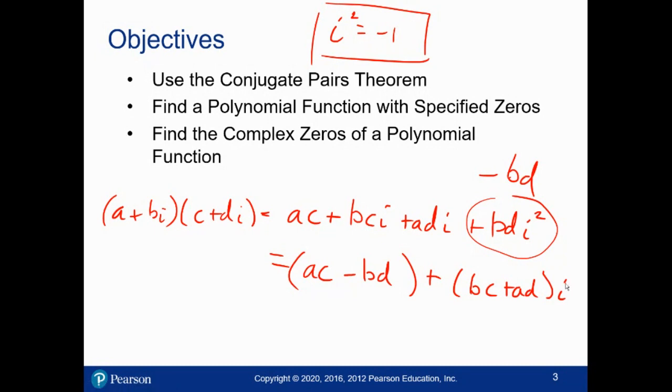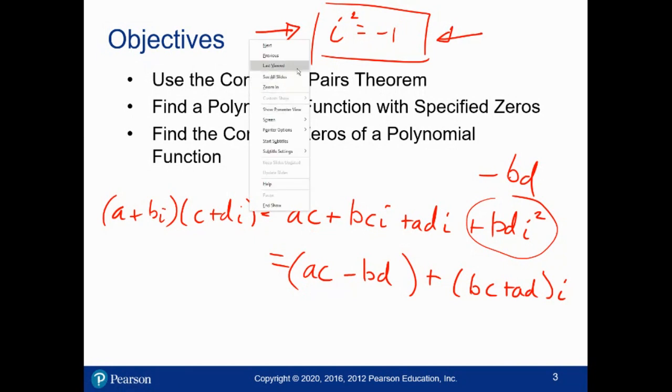This isn't supposed to be obvious, or something you'll remember as a formula. My only point is multiplication works exactly the same way as long as you remember that i squared is -1. After that, everything's the same. Okay.